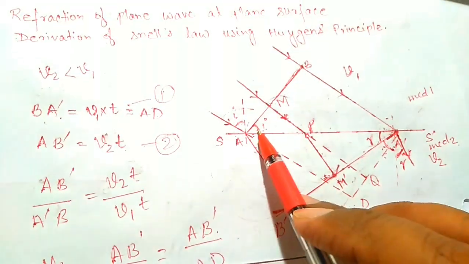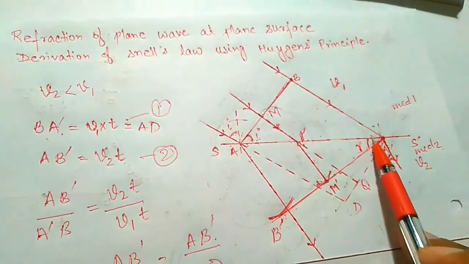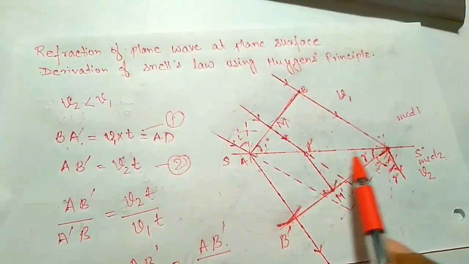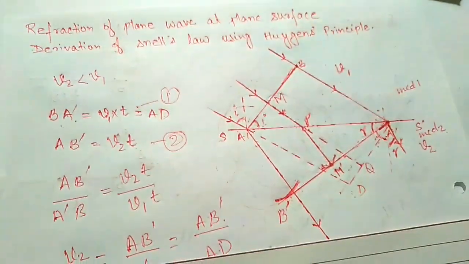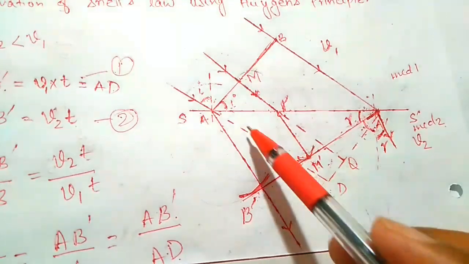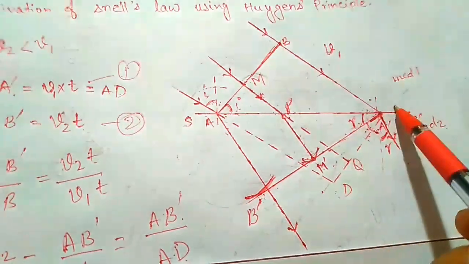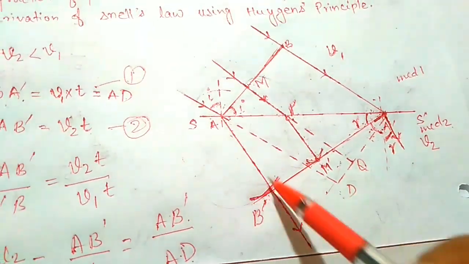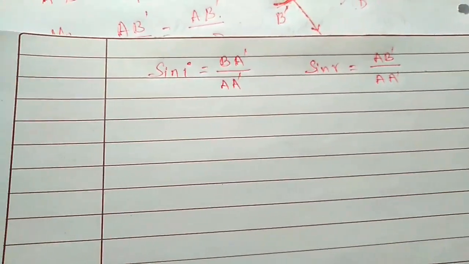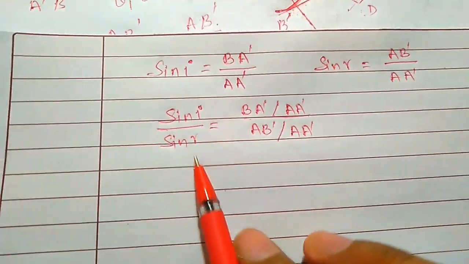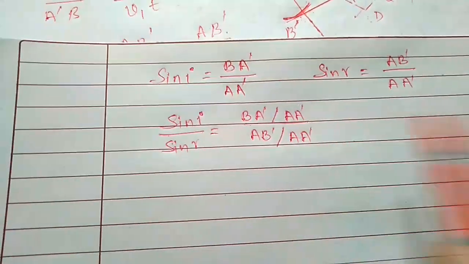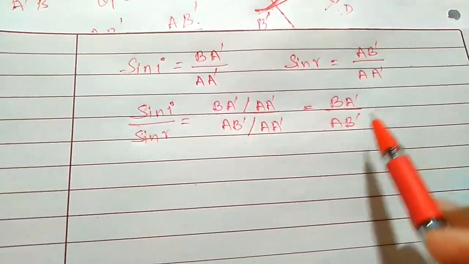See here, this is the angle i. The perpendicular upon hypotenuse means BA' upon AA'. Now sine r in this triangle: this is the perpendicular and this is the hypotenuse, AB' upon AA'. Now let's find sine i by sine r. So here sine i by sine r is BA' upon AA' divided by AB' upon AA', so AA' will be cancelled, but we have BA' upon AB'.